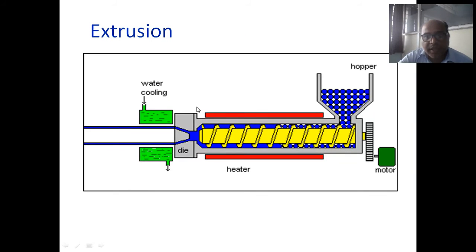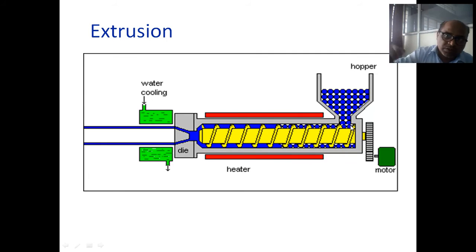Next, the first process we go to is extrusion. What do we mean by extrusion? You can see the extrusion setup here. These are plastic granules, the raw material, which are fed from the hopper. Then a rotating screw is there, rotated with the help of an electric motor.